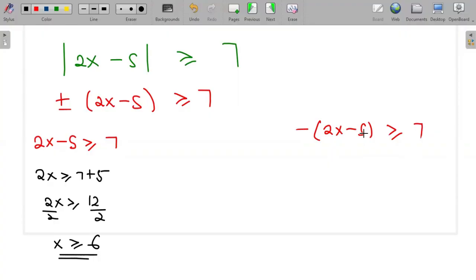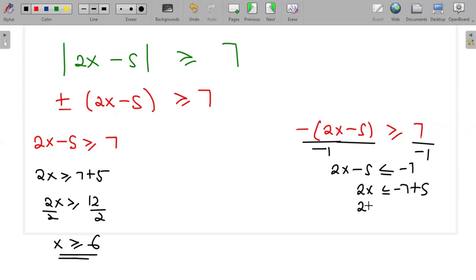From the second part, let's multiply by the negative, or in short, we can just divide by the negative. So if I divide by the negative, just divide by -1, even here by -1. So I'll get 2x minus 5. Since I've divided by the negative, the sign of this guy has to change direction. So it will now become less than or equal to -7. And then 2x will be less than or equal to, this guy goes to the other side, so that is -7 plus 5. So 2x less than or equal to -2, divide by 2, divide by 2, x is less than or equal to what? -1. Okay, so this is the answer that I get from the second part.